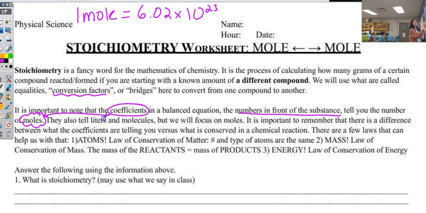Coefficients also tell us liters. So draw an arrow to liters and an arrow right down here to molecules. So they tell us moles, liters, and molecules, but we're going to focus on moles. Our focus is just going to be on moles.